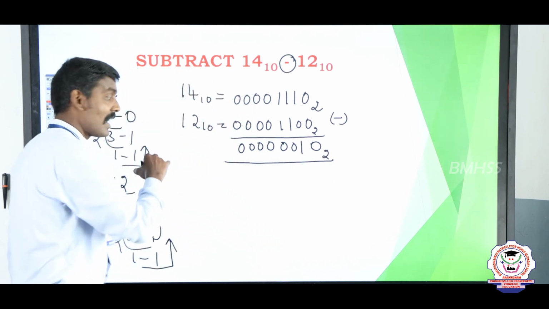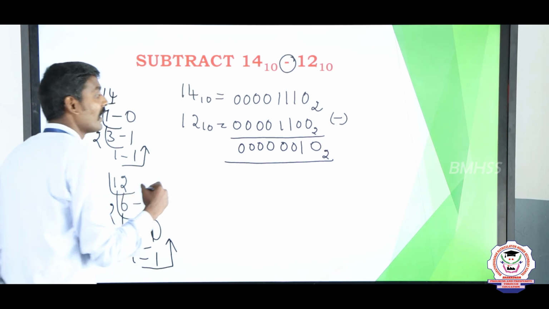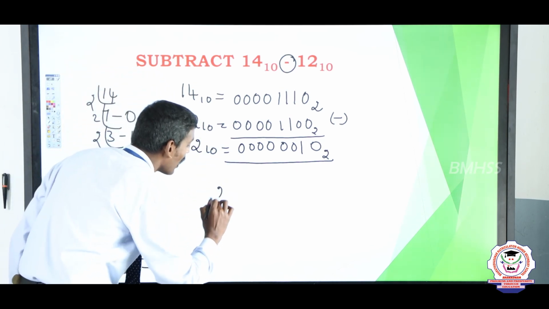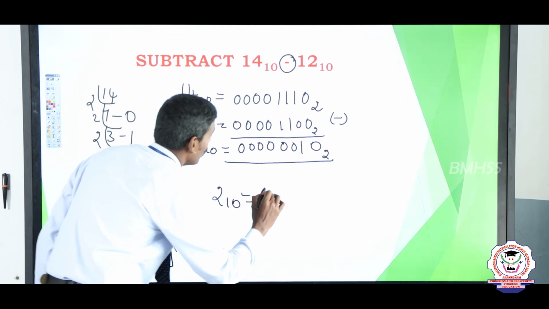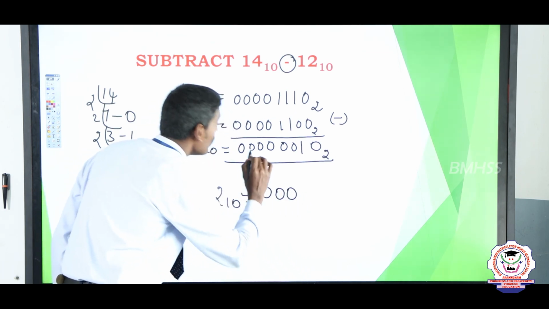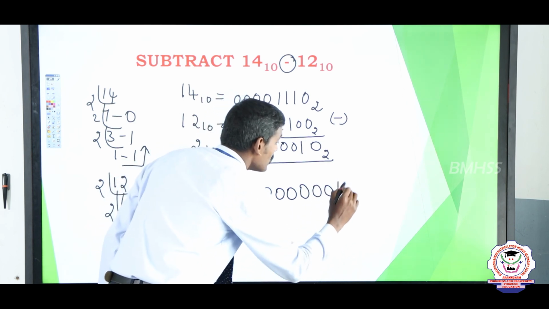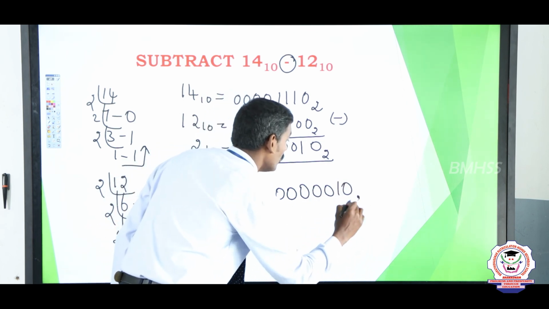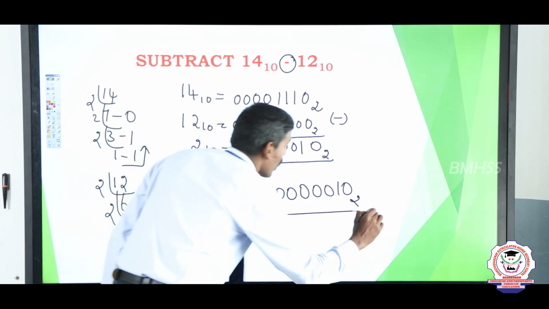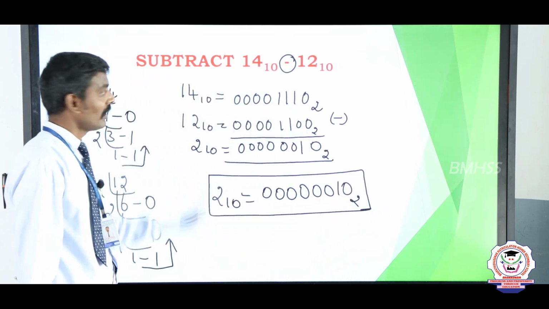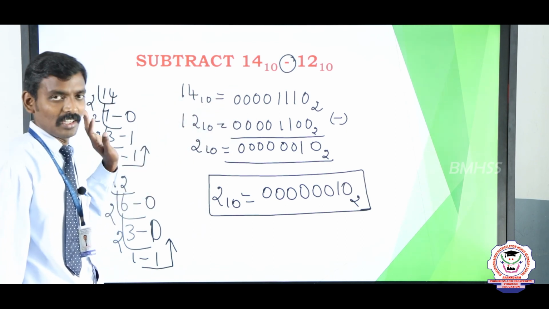So in decimal, 14 minus 12 is equal to what? Very good. 2 base 10. This is the final result, 2 base 10. 0 0 0, how many zeros can you write? 6 zeros, then 1 0 base 2. This is the answer for 2. Are you clear? This is the subtraction.